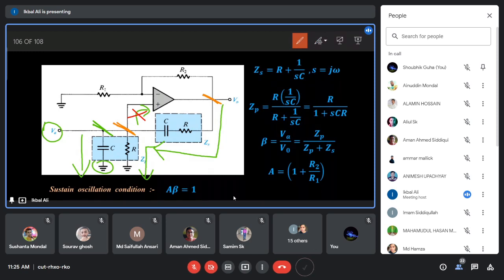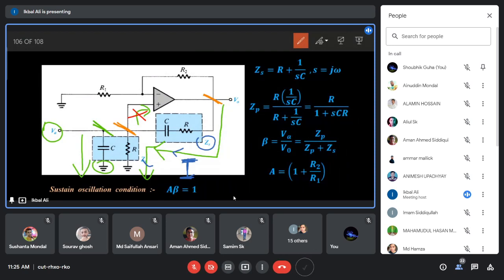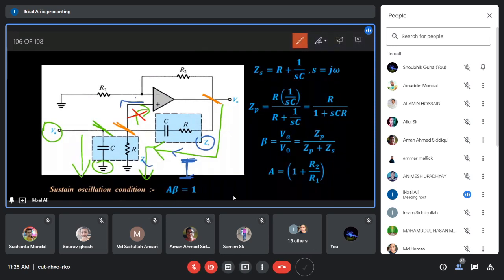Then what will be the potential VA? What will be the ratio of this VA? Can anybody say? Suppose the magnitude of the current is I. I need some response so that I can understand that you are getting my point. This is the magnitude of the current that is flowing in this way. It is flowing through ZS, then through ZP, as if it is flowing through the series of ZS and ZP, because no current can flow inside the op-amp. So no current can flow here. Current is flowing through ZS, then through ZP to the ground.